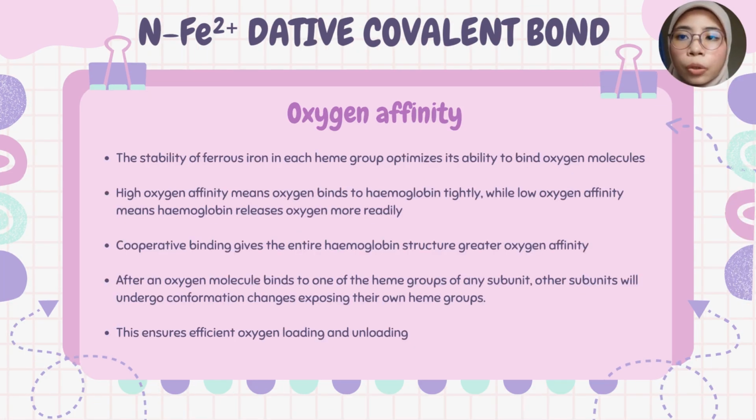The dative covalent bond also contributes to oxygen affinity. High oxygen affinity means oxygen binds to hemoglobin tightly, while low oxygen affinity means hemoglobin releases oxygen more readily. Cooperative binding gives the entire hemoglobin structure greater oxygen affinity. After an oxygen molecule binds to one of the heme groups of any subunit, other subunits will undergo conformational changes which expose their own heme groups. This ensures efficient oxygen loading and unloading.